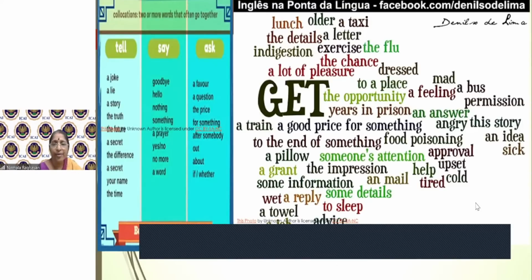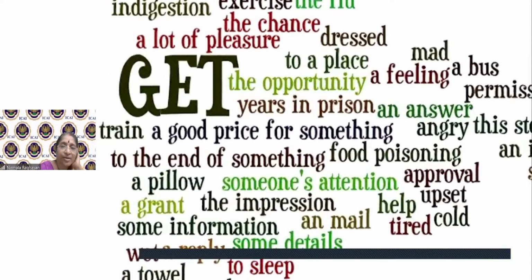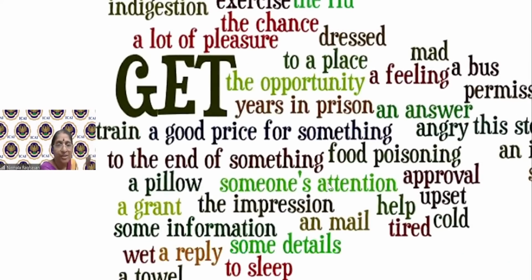I've hit it. Okay. So you see the way get is associated with a whole lot of words and phrases. Okay. These are fixed expressions. You cannot change their usage because there is some other word that means the same. Now can you see? I've zoomed it. Get information, get a mail, get some details, get wet, get a reply, get to sleep, get a towel. And if your usage is different, it will be wrong.